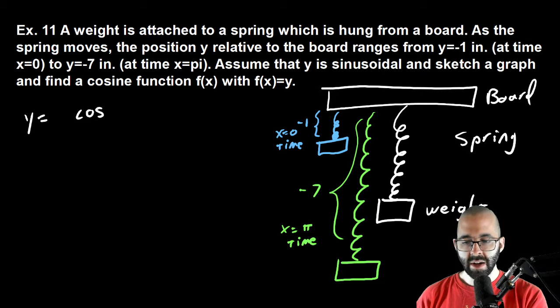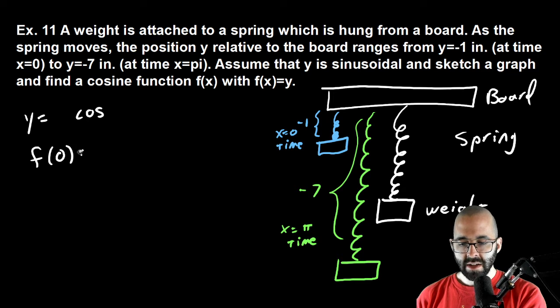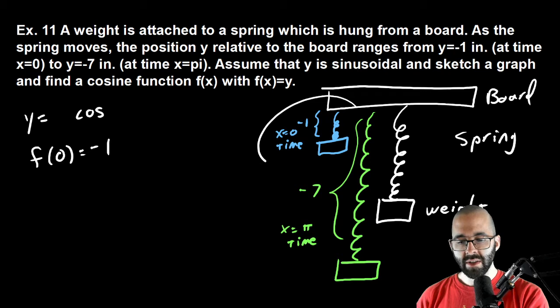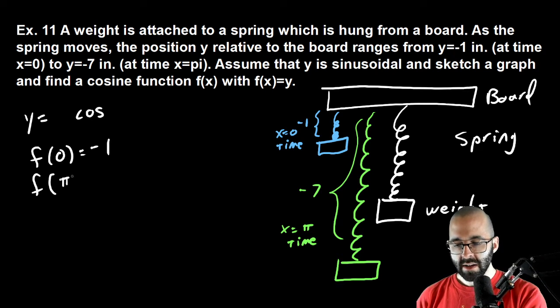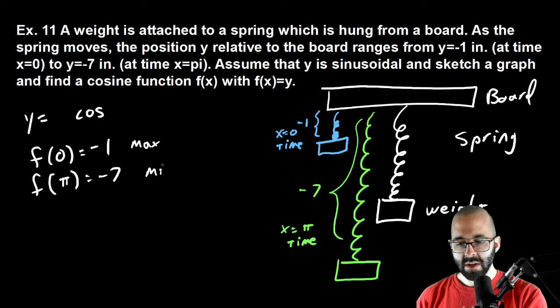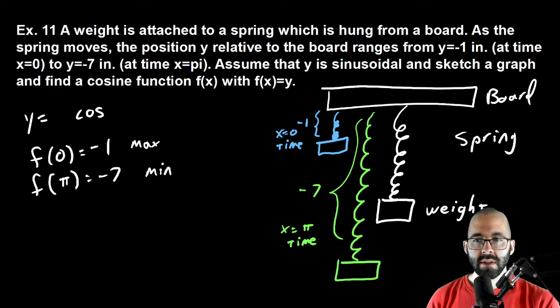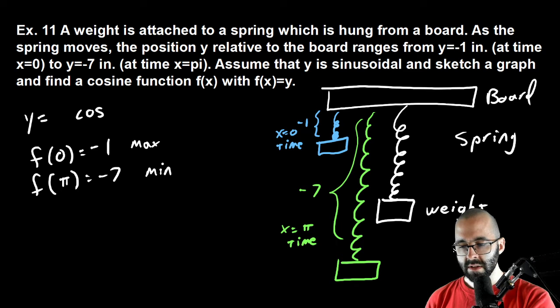And we know a couple other things. That originally, at time 0, we're 1 unit below. That's what we were told right here. We also know at pi, this is the maximum. We know at pi, we're 7 below. We know that's the minimum. So the question is, what's our amplitude? Well, the difference between these is 6. The amplitude is half that.